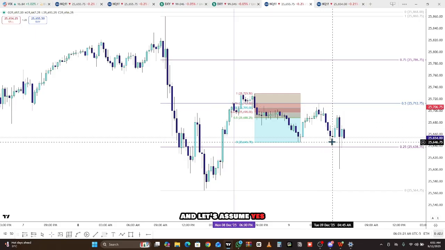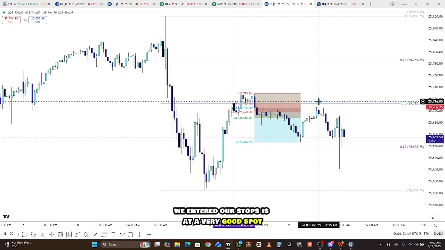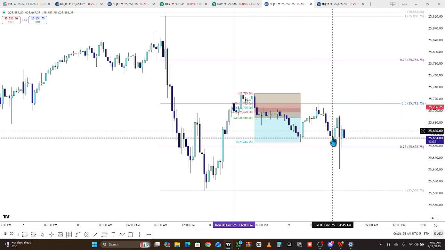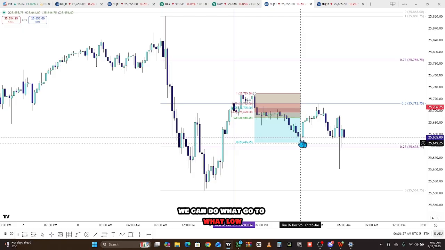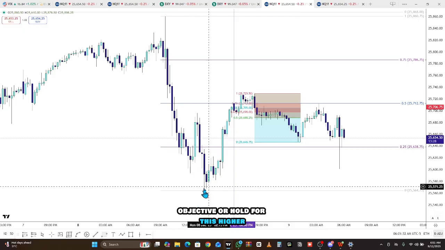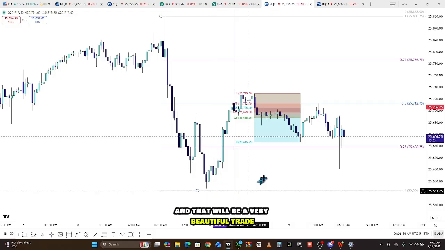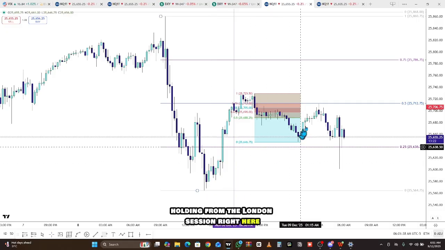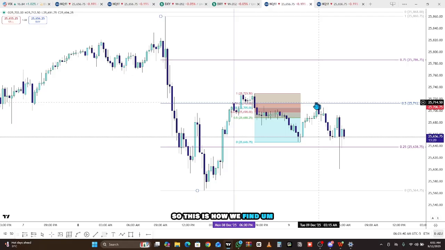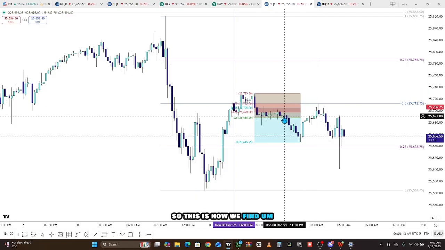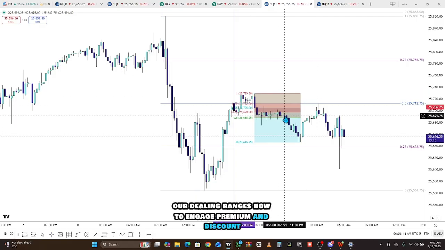And let's assume, yes, we entered, our stops at a very good spot. We can look for low hanging fruit objectives, or hold for this higher time frame objective right here, and that will be a very beautiful trade, holding from the London session right here. So this is how we find our dealing ranges, how to engage premium and discount.